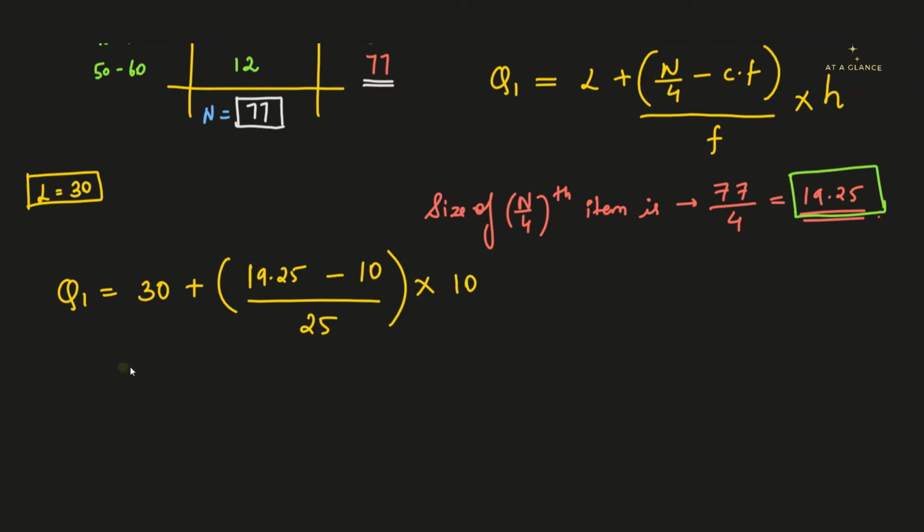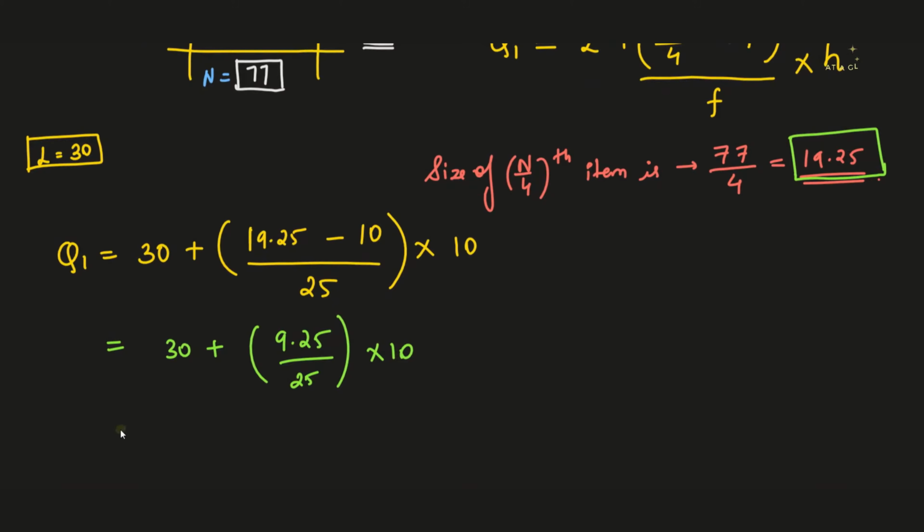Now we have plugged in all the values in this particular formula. We just have to calculate it now. So let's calculate the bracket part first. We get 19.25 minus 10 as 9.25 divided by 25 as it is multiplied by 10. Now the next thing that we can do is to solve this particular bracket. That is 30 plus 9.25 divided by 25 comes out to be 0.37. And this multiplied by the height, that is 10.